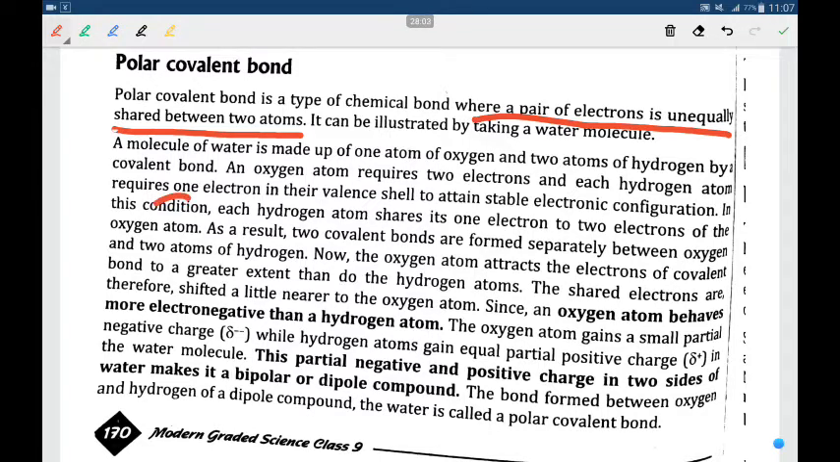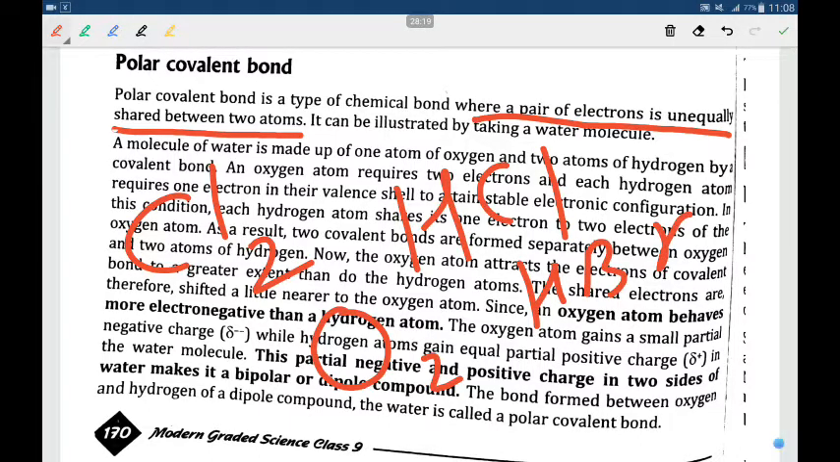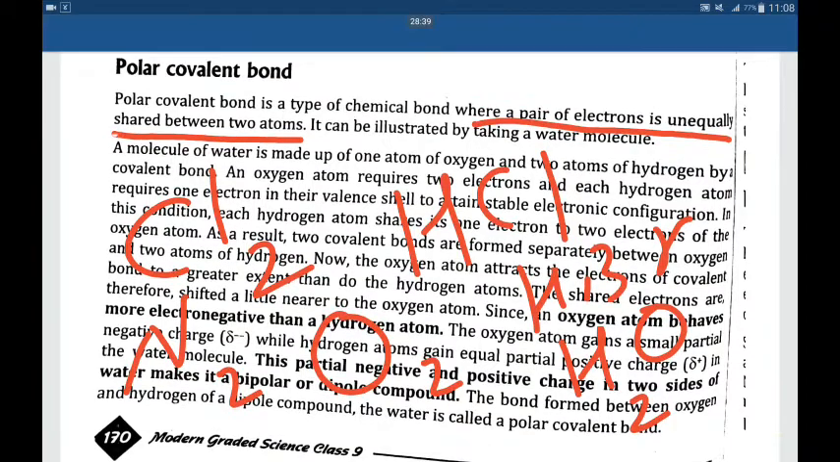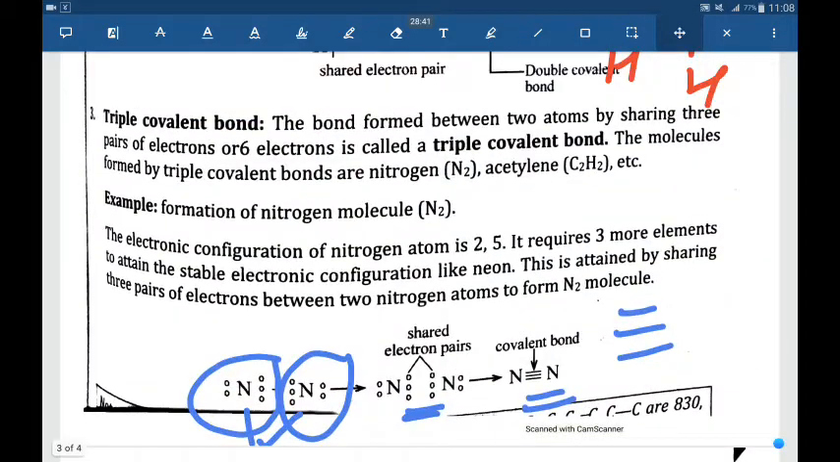For example, if I write here Cl2, it is non-polar. HCl polar, O2 non-polar, HBr. What is it? Polar. H2O. Sorry, N2 non-polar. H2O polar. Okay? So, simply you have to pay attention and you can do things effectively.